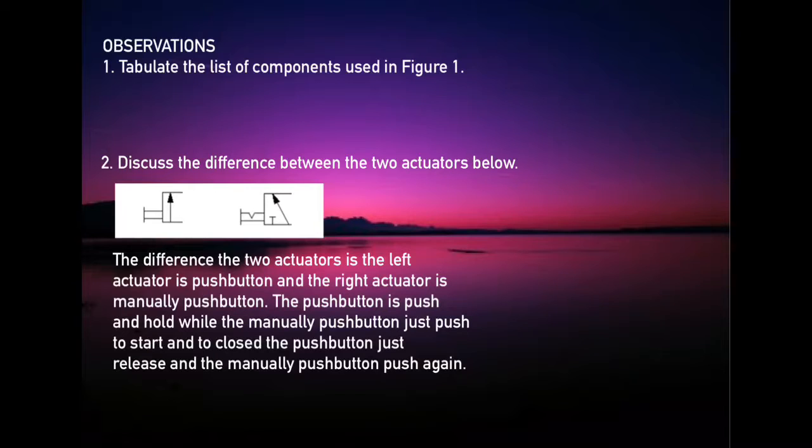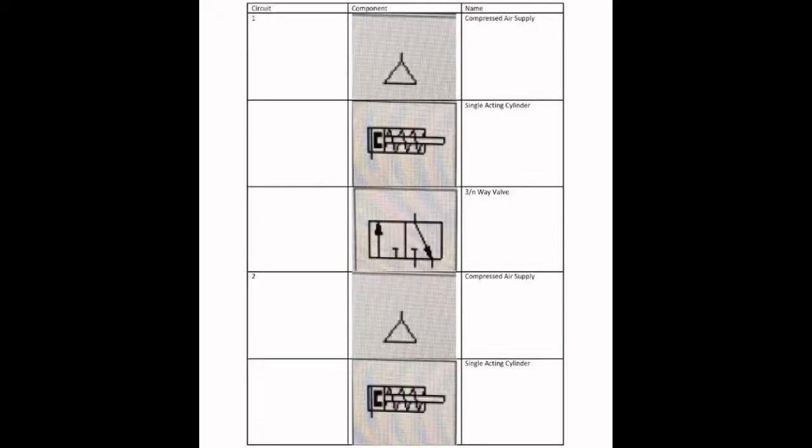So today I would like to present about observation for lab activity 1. Observation number 1. Tabulate the list of components used in figure 1. Okay, for circuit number 1, the components are compressed air supply, single acting cylinder, and 3-way valve.